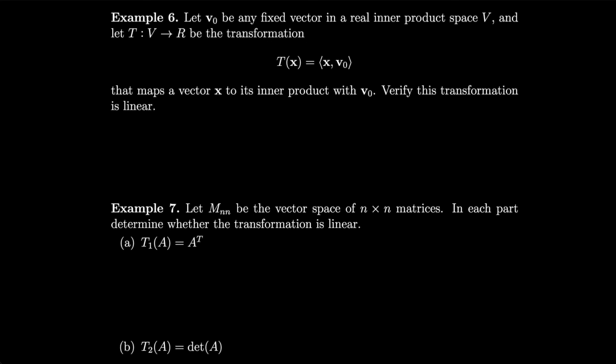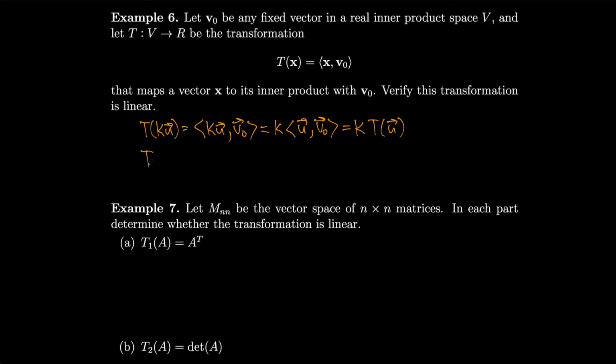Okay, so let's check T of ku. In this case, that's the inner product of ku with the vector v0, whatever it is. So that's k times the inner product of u with v0, because remember, when we have a constant times one of the vectors in the inner product, we can pull it out. So that's equal to k times Tu.